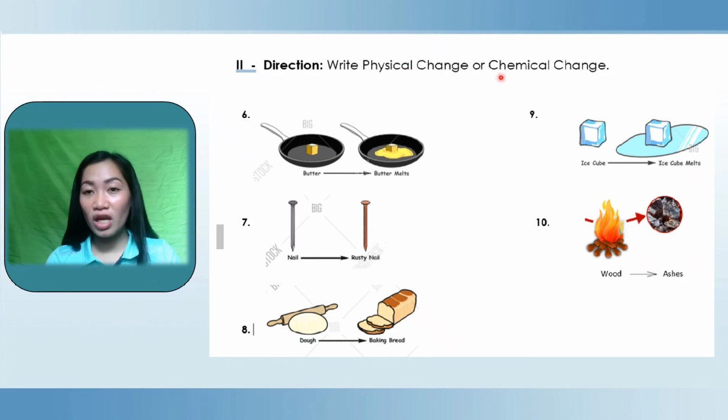Again, physical change or chemical change. Okay. Number 6, we have the butter. Okay, we have to melt the butter. Is that a physical change or a chemical change? Number 7, nail into a rusty nail. There is a chemical reaction, remember. Number 8, from dough into baking bread.